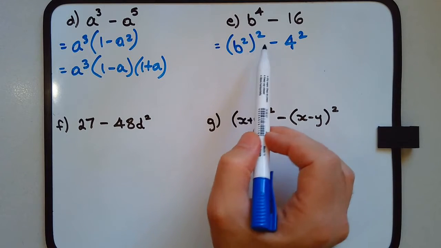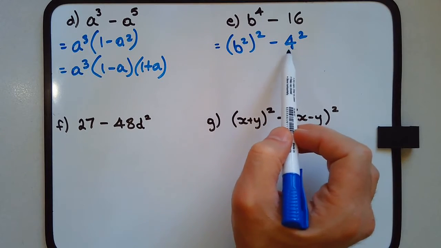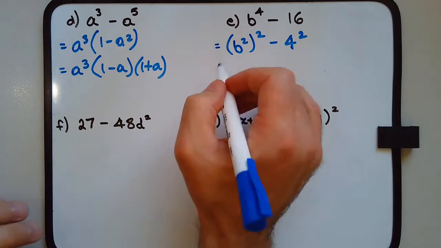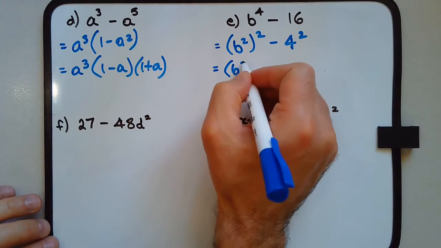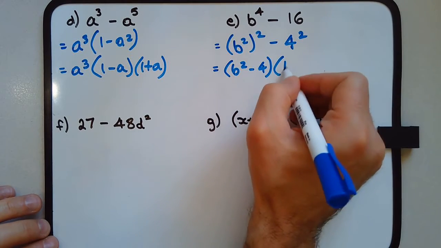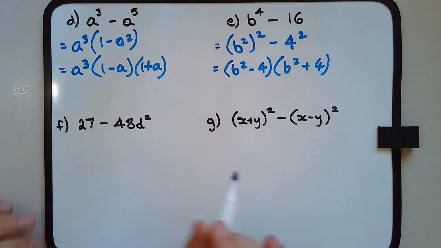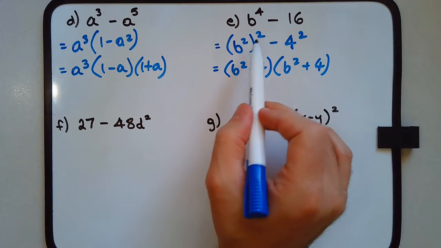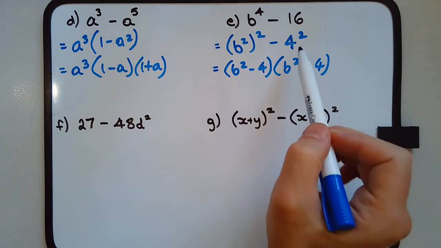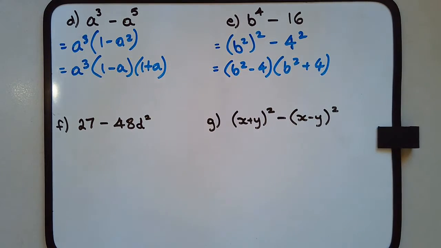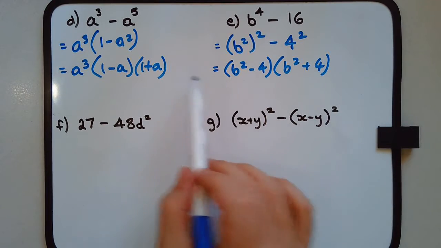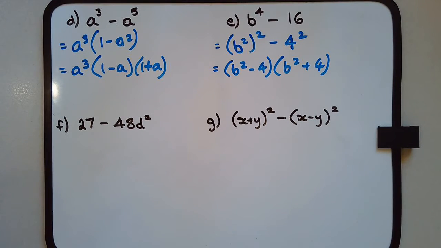So this is going to be b squared minus 4, b squared plus 4. After all, the square root of b squared squared is just b squared, and the square root of 4 squared is just 4. So that's factorized. But is it fully factorized? Or could we go one step further?